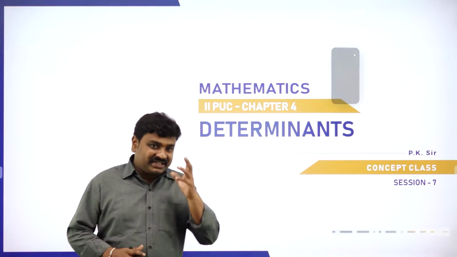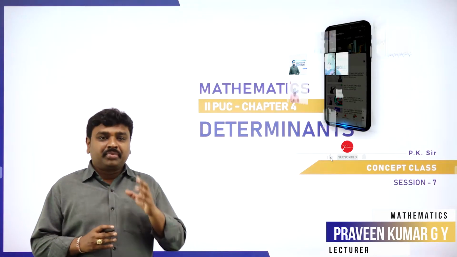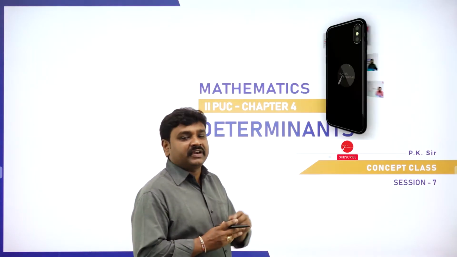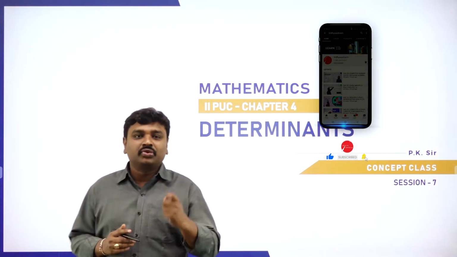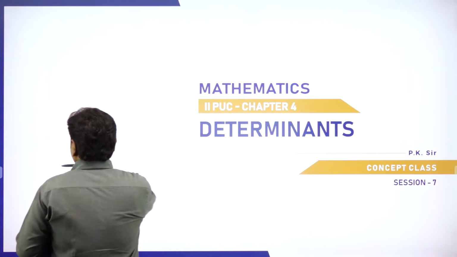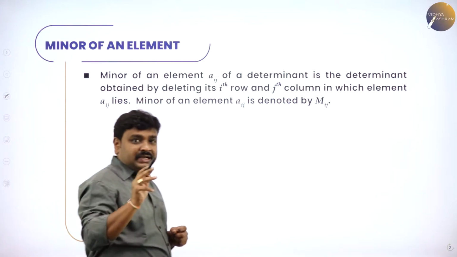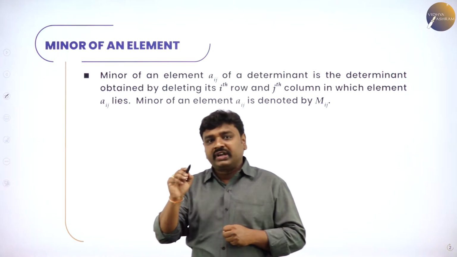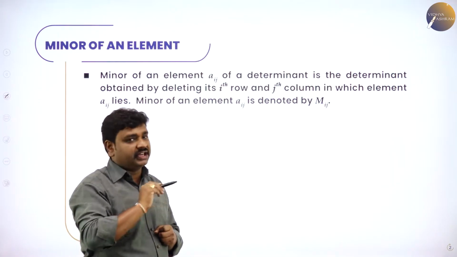Welcome to the session, dear students. In my last class, I taught you important concepts: finding determinant, finding adjoint and finding inverse. So now we'll go ahead with some more problems. In today's class, I'll teach you how to find the minor of an element, how to find the cofactor of an element, and then how to find the adjoint of an element.